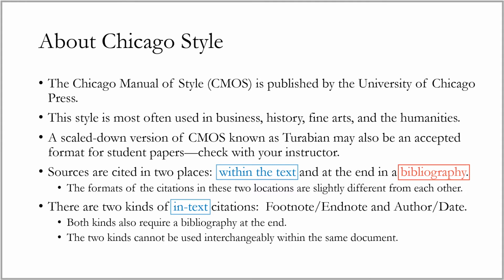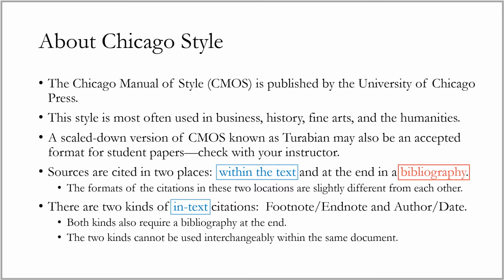Chicago is just one of many formatting styles used in college-level writing. Some others you might know are MLA and APA. These styles tell us not only how to format a paper, everything from what the font size should be to where the page numbers go, but also how to say where we got the information we used to write the paper. This is known as citing your sources.